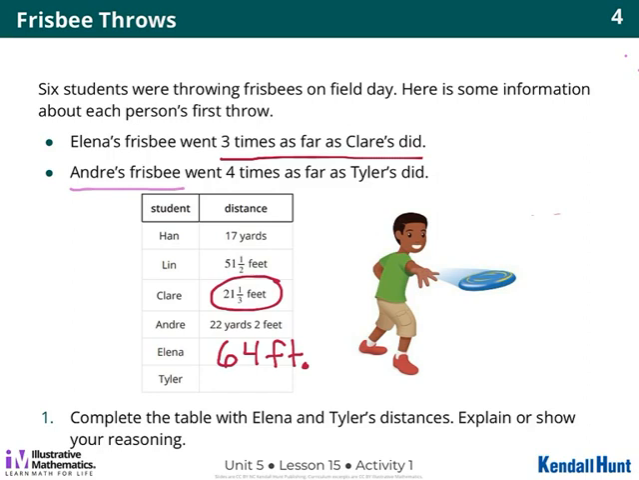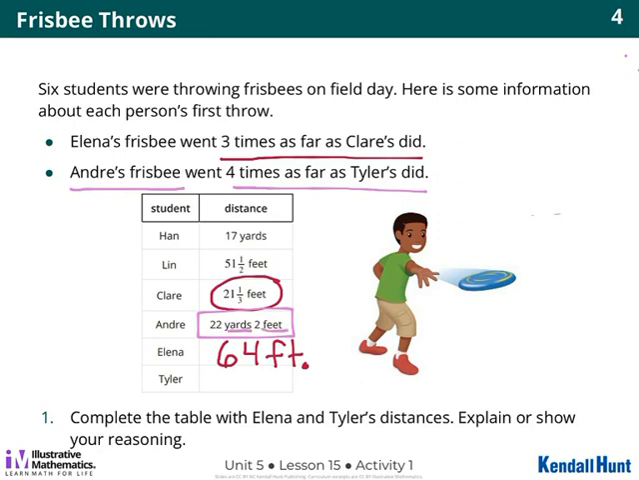Andre's frisbee, he has 22 yards, 2 feet. Went 4 times as far as Tyler's did. Keston, you convert the 22 yards into feet, and then once you've done that, you do what? 65 times feet is 22 yards per feet divided by 4.